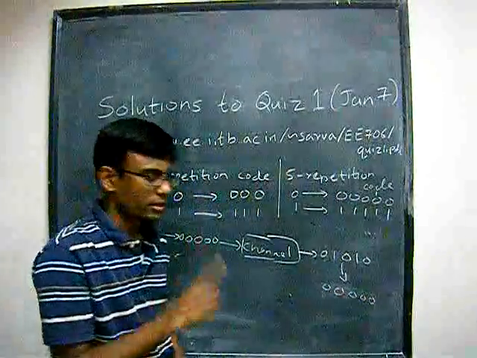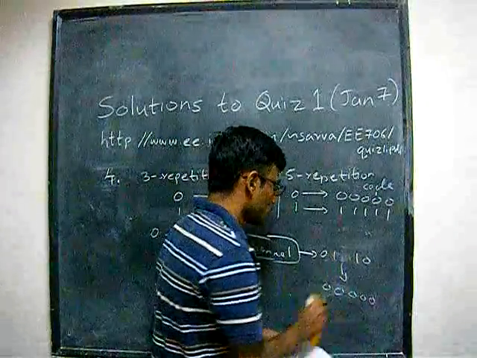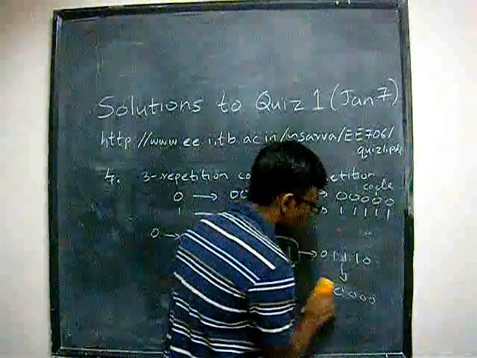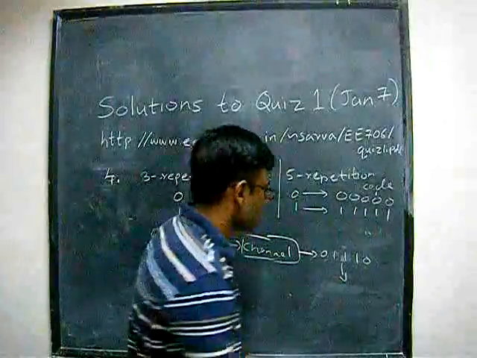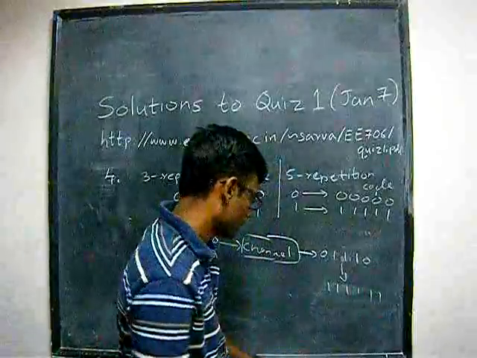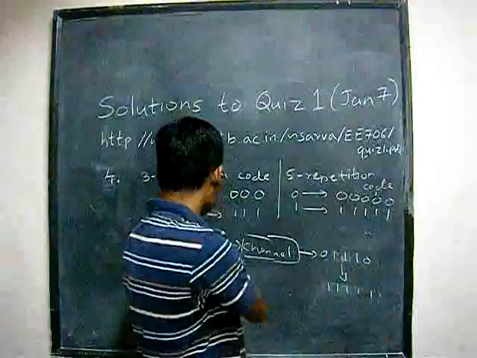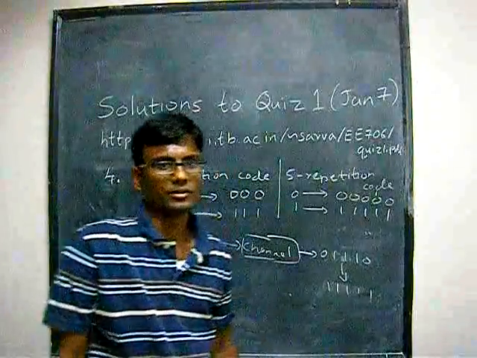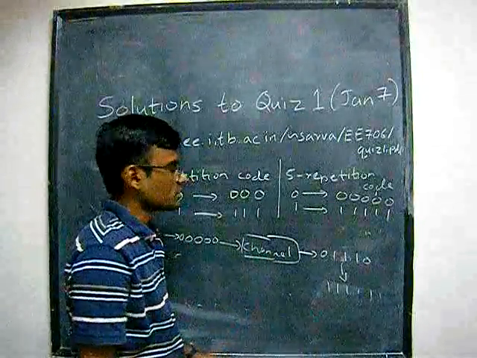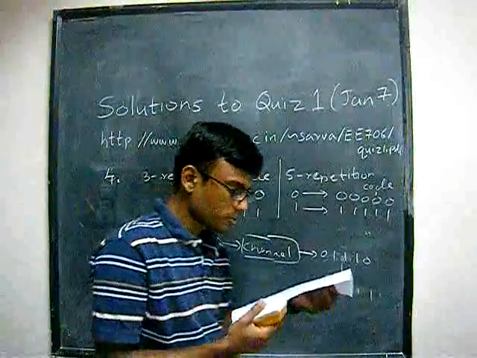Now this scheme cannot correct 3 errors, because suppose 3 bits were in error and what was received was this, then the majority is 1. So the decoder would make a mistake and it would think that this was transmitted. It will guess that actually 1 was the information which the sender or the source wants to send. So this can correct at most 2 errors.